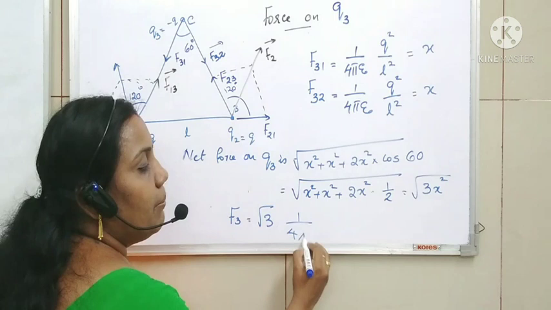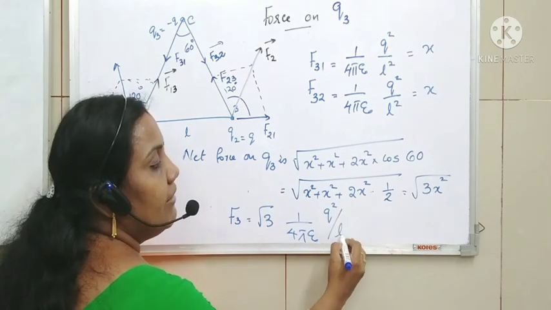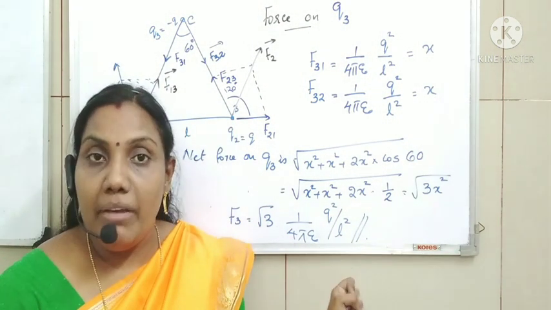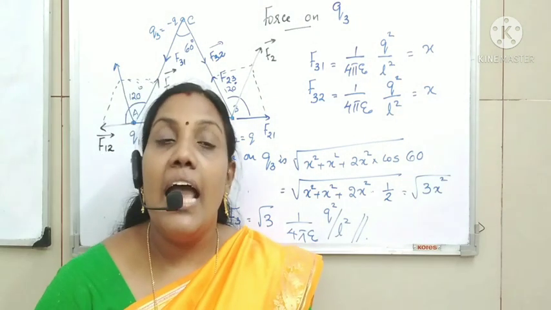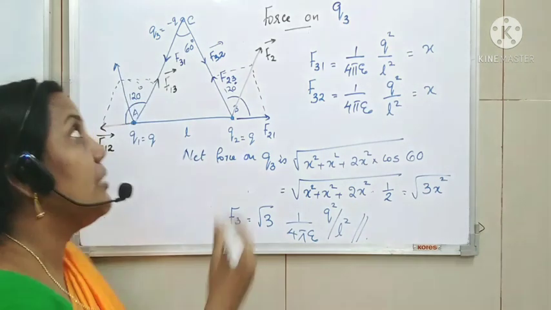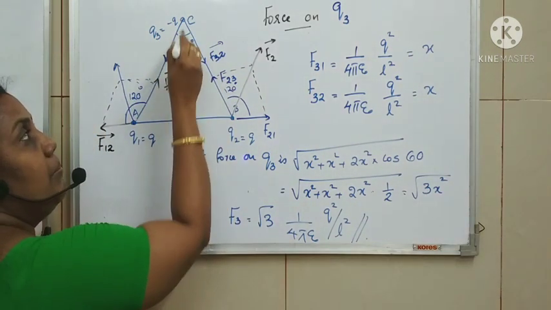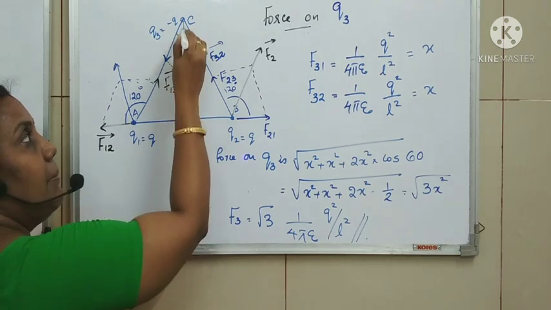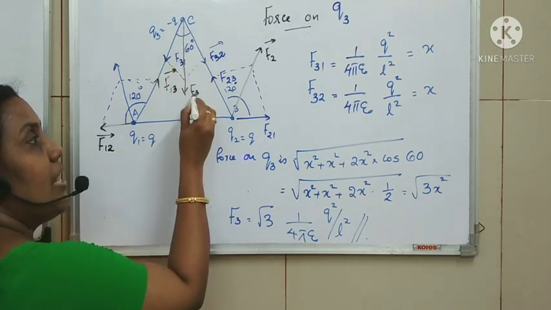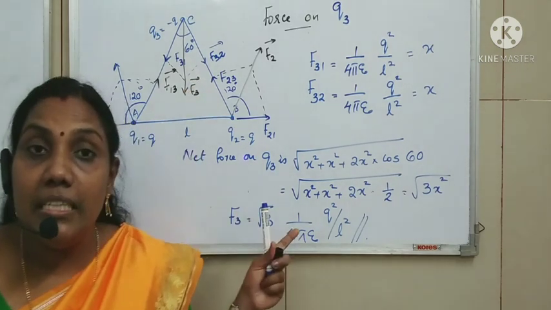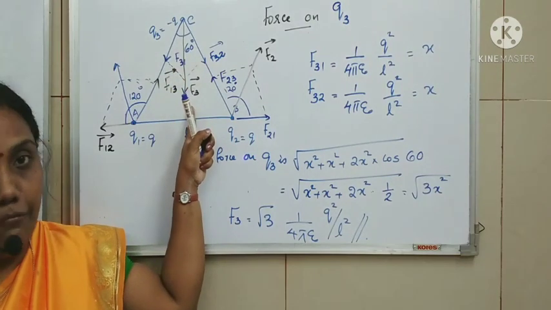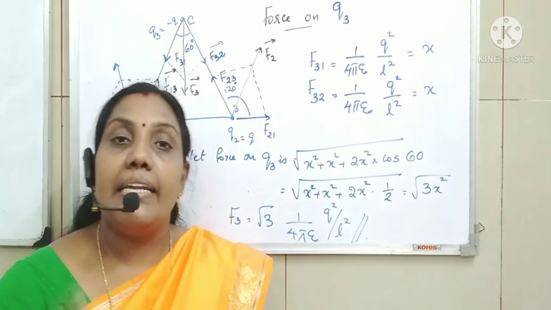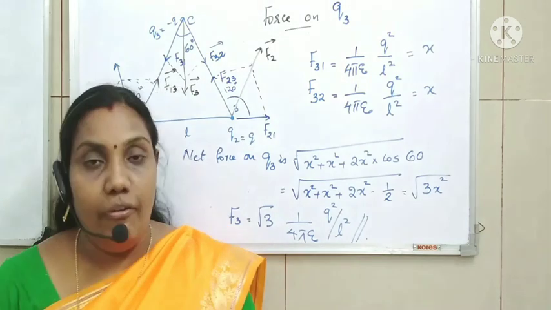What is the value of x? 1 by 4 pi epsilon 0 q square divided by L square. So the net force acting on the charge Q3 is root 3 times 1 by 4 pi epsilon 0 q square divided by L square. And what is the direction of the resultant force acting on the charge Q3? Using the parallelogram law of vector addition, we can complete the parallelogram. So the direction of the resultant is given by the diagonal of the parallelogram. That means in which direction? Downward direction. So the direction of the resultant force acting on the charge Q3 is given by vector F3. So these are the three forces acting on the charges Q1, Q2 and Q3, and they can be calculated by using the parallelogram law of vector addition.